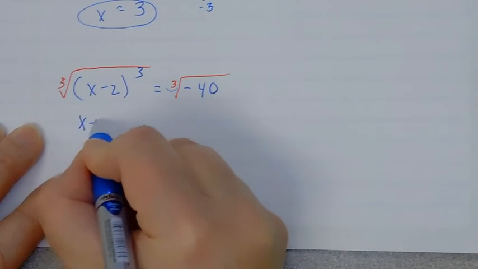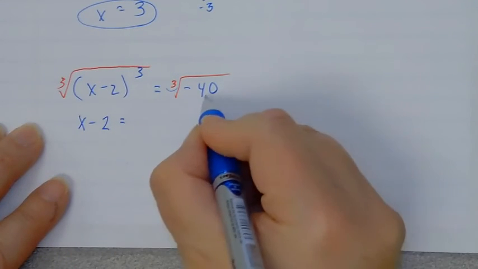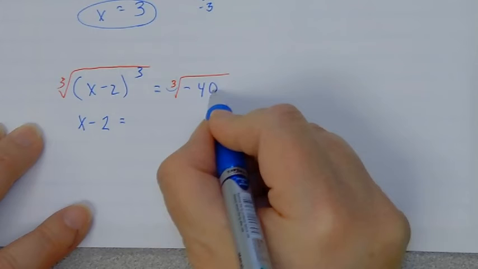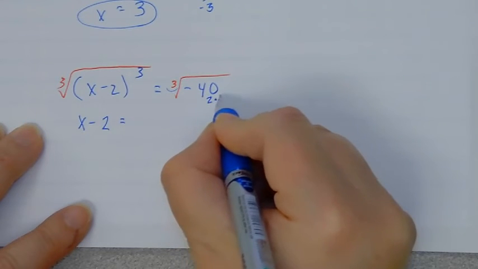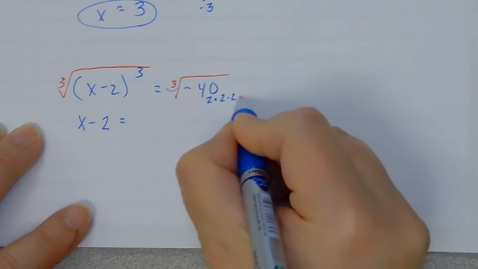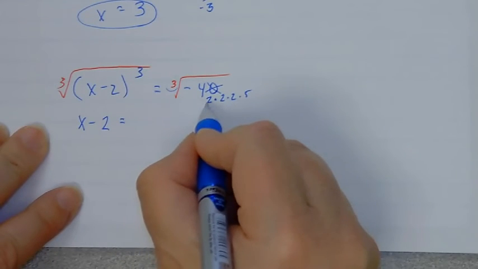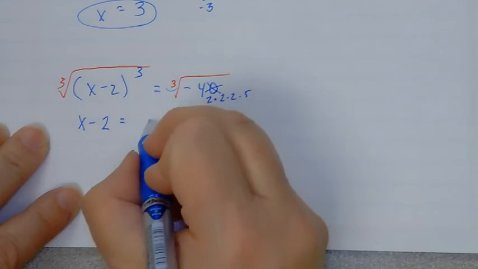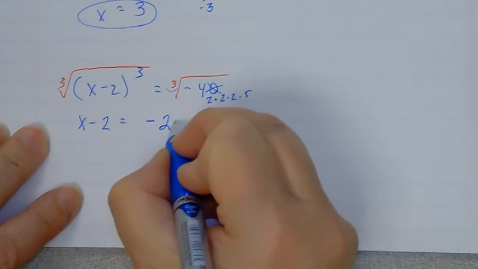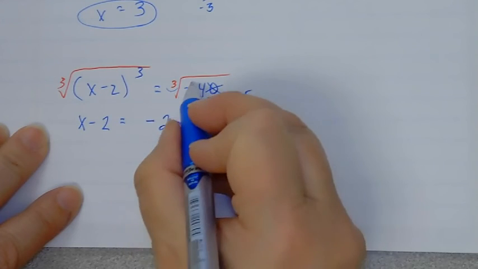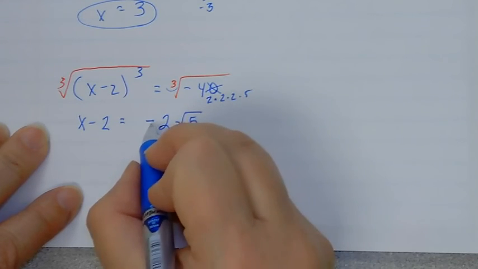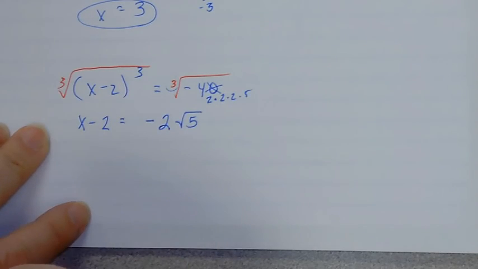So the left side is x minus 2. And inside here I have to think, what do I take times itself to get 40? And 40 is 2 times 2 times 2, that's 8, times 5. And because this could be negative 2, negative 2, negative 2, that means I'm going to have a negative 2 on the outside and then a cube root 5 on the inside. So you'll always have whatever the sign is here come out if it's odd.